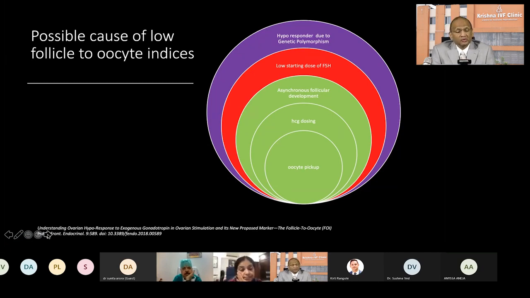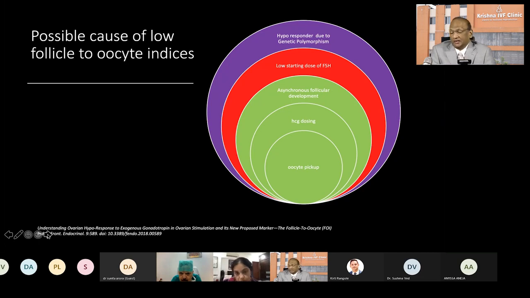Then when we come to the possible situation of inadequate ovarian response, inadequate number of oocytes, the low follicle to oocyte index, there is a review article published by Carlo Alviggi in Frontiers in Endocrinology. This is an interesting article, understanding ovarian hyporesponse to exogenous gonadotropins in ovarian stimulation and new proposed markers, where they enlisted 5 factors as the key factors of inadequate follicle number.